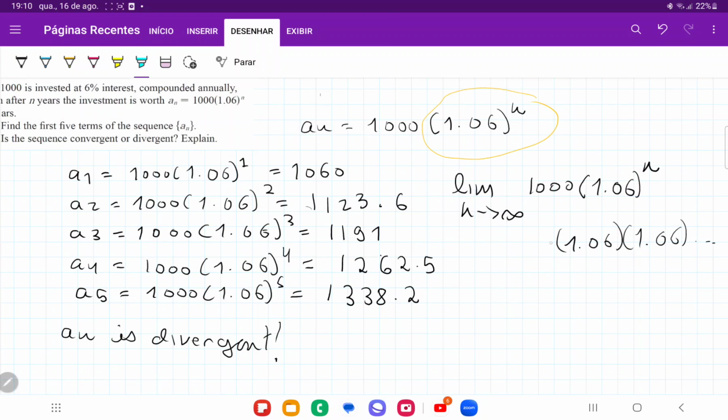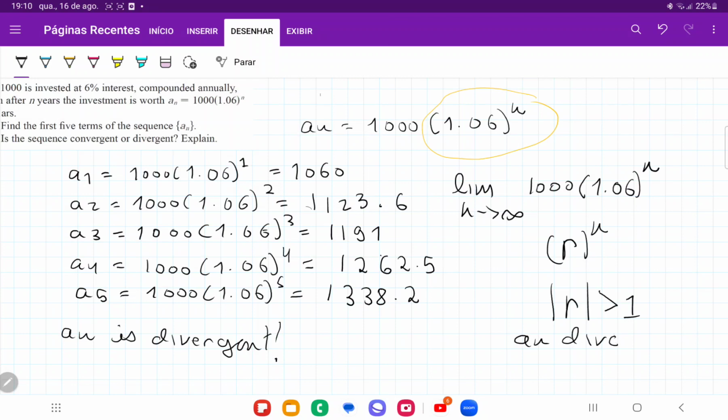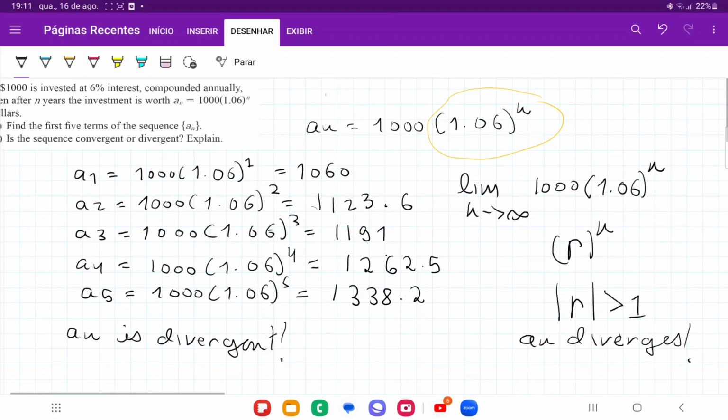bigger and bigger. Because this is a geometric sequence, right? A geometric sequence is where I have a ratio to the power of n. And this 1,000, it just stays outside, that doesn't matter. But this is our geometric sequence. And so when the absolute value of r is greater than 1, we say that A_n diverges. And we can clearly see here, because this 1.06 is greater than 1, when we raise it, it keeps increasing and increasing. And so that is it for number 65.